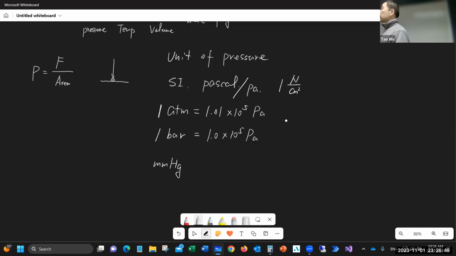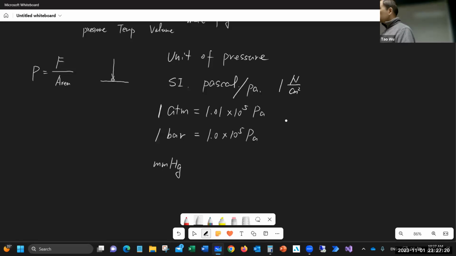But when I was learning physics, we were still using millimeters of mercury, especially in the 80s when you measured the pressure in your body, the blood pressure. They're still using that unit. So I'm just telling you a little bit of the history of this.